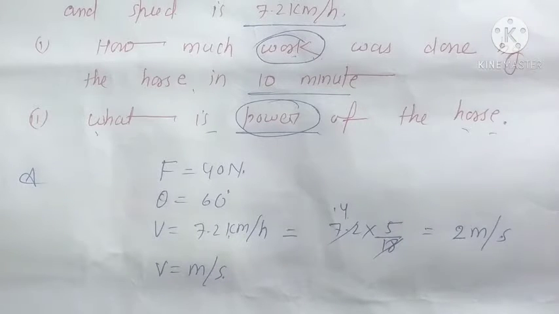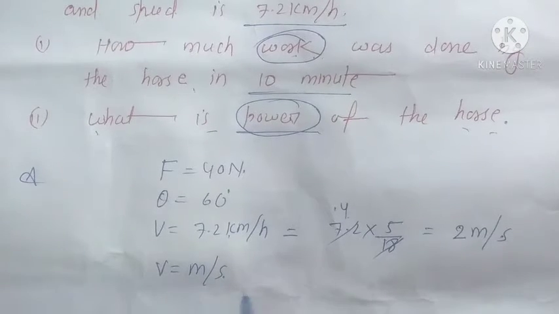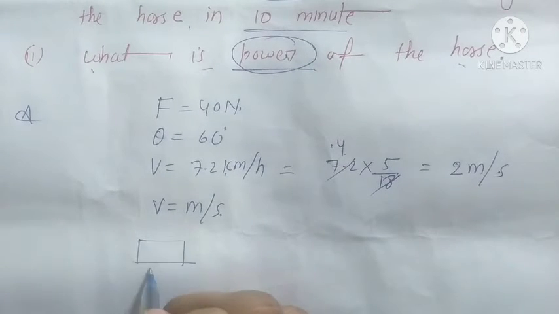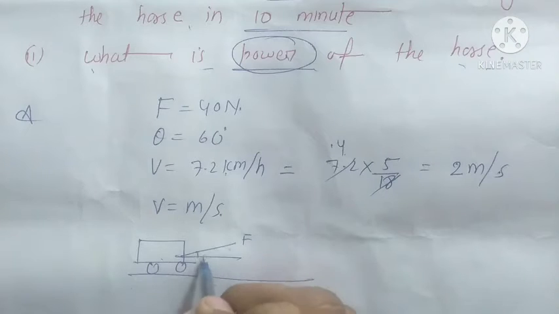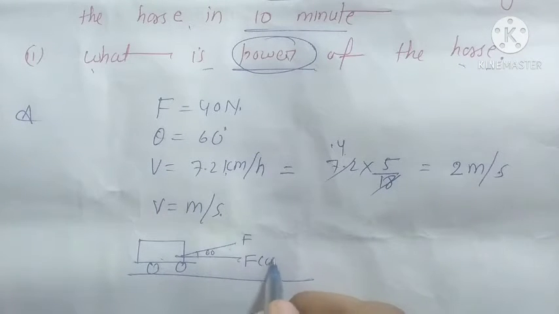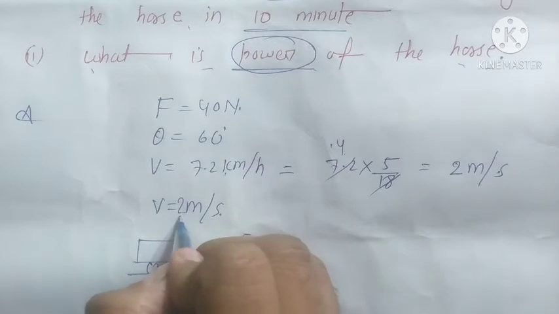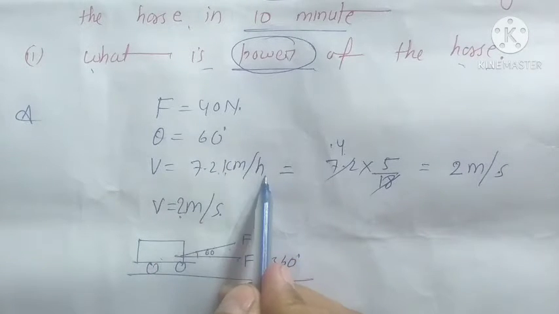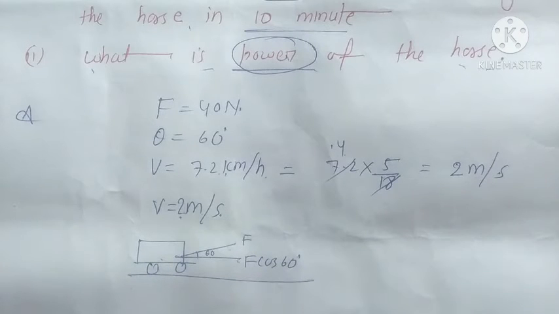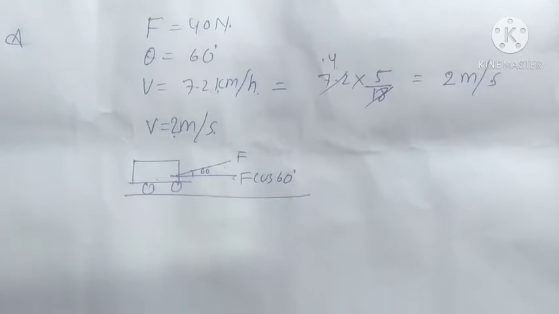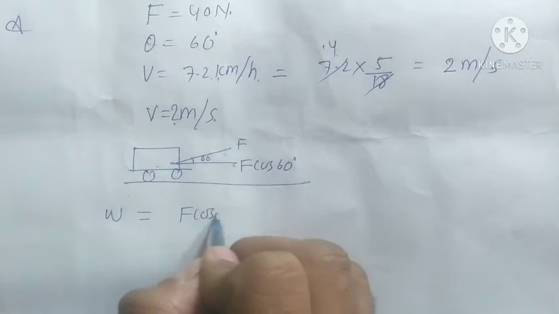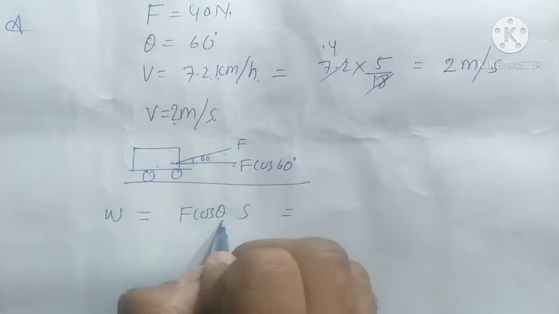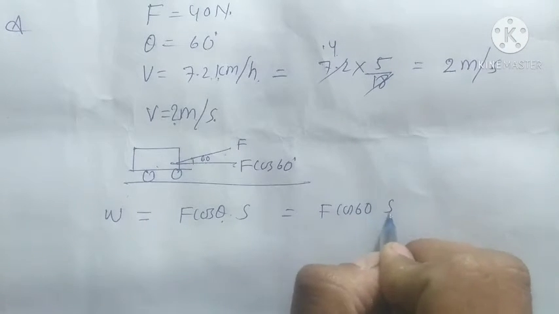In this problem a horse applies a force on a cart. If this is a cart, the horse applies force on this cart at an angle of 60 degree. So the horizontal component is F cos 60 degree, and it pulls the cart with velocity 7.2 km per hour, which is now 2 meter per second. Now we have to find the work. We know the formula of work: W is equal to F cos theta into s, where theta is equal to 60 degree.